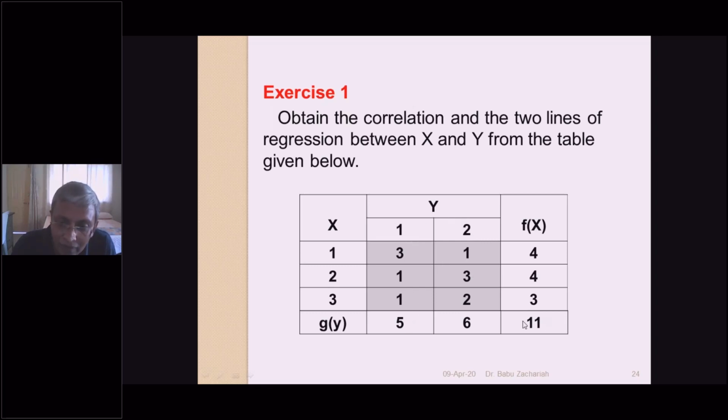Now, what is this? This is the grand total. When you get the total here, it will be 11. Get the total here, it will be 11. 11 students are there. So these are called marginal frequencies, whereas in the gray colored cells, what all are written, they are the joint frequencies.